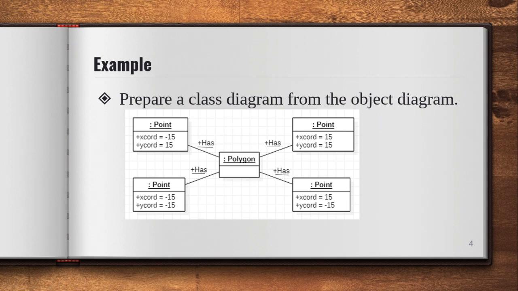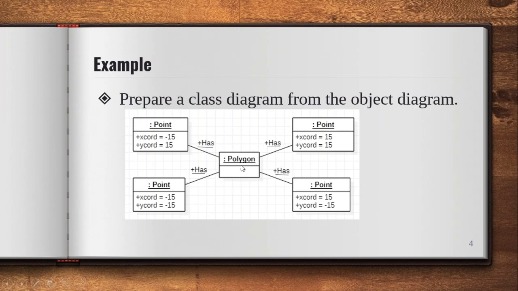Now this is the second example. Again, you have to convert this object diagram into the class diagram. The object diagram is given here. Four objects of the point class are used. This is an anonymous object because we don't know the name of the object, but we know that this anonymous object is derived from the point class. Same here. These four are the objects derived from the point class, and for this point class there are two attributes, x coordinate and y coordinate. These two are the attributes of the point class.